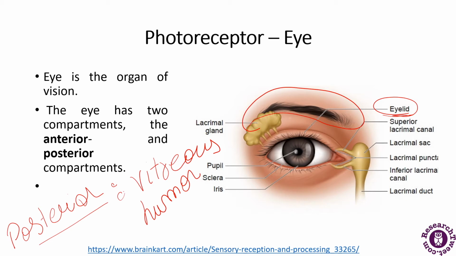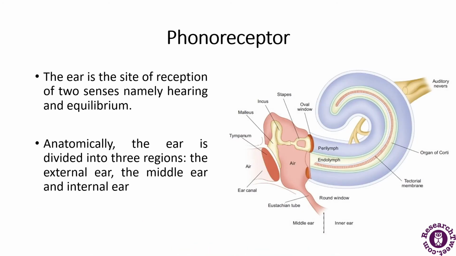If I talk about the mechanism of vision, when light enters the eye, it gets refracted by the cornea, aqueous humor, and the lens, and it is focused on the retina and excites the rod and cone cells. So this is how the mechanism of the eye works. Next I will talk about the phonoreceptors. Phonoreceptors are part of the ear.